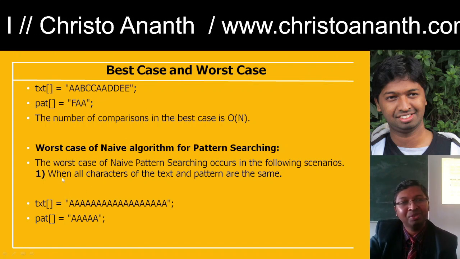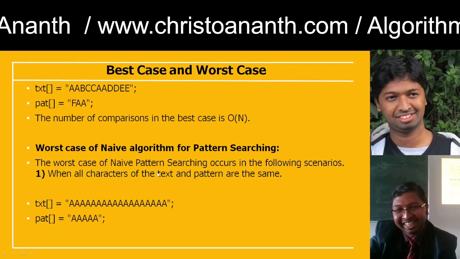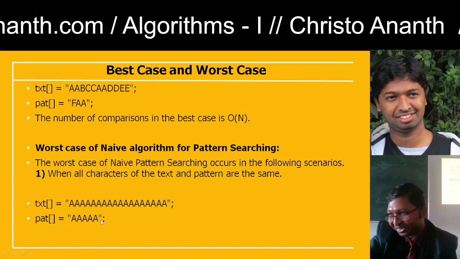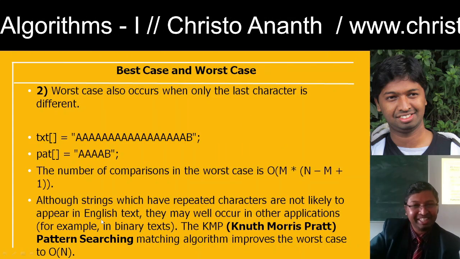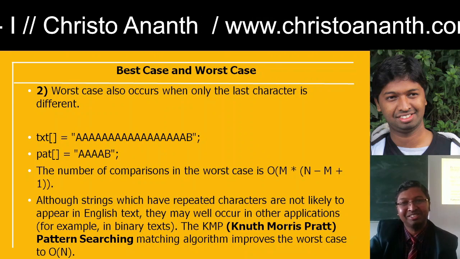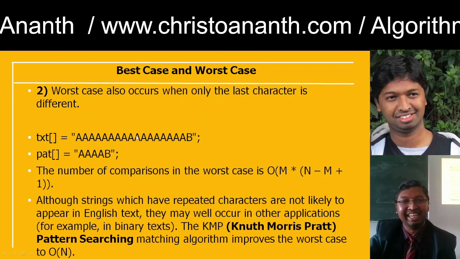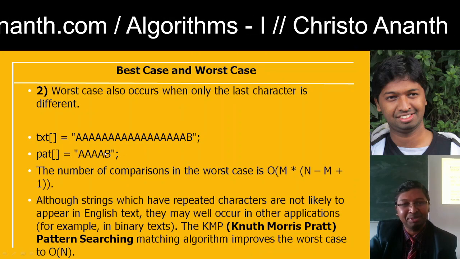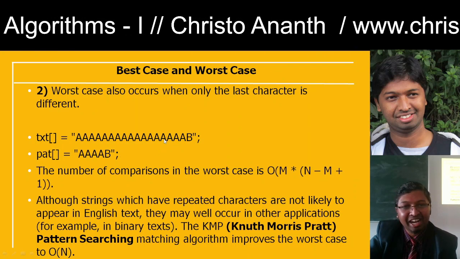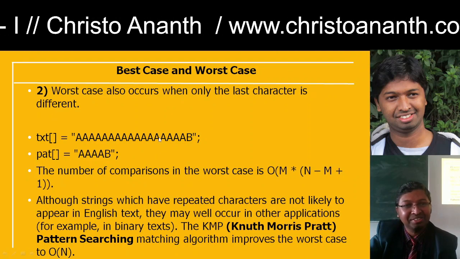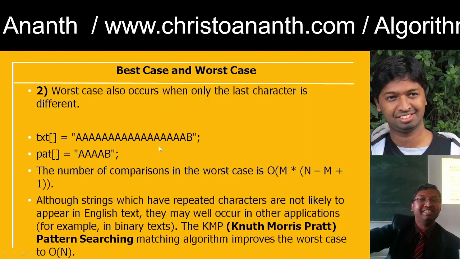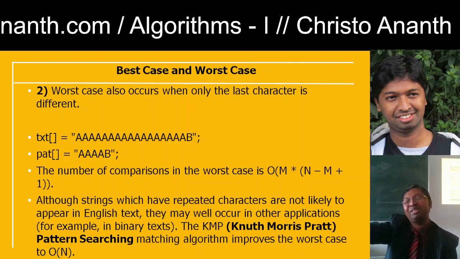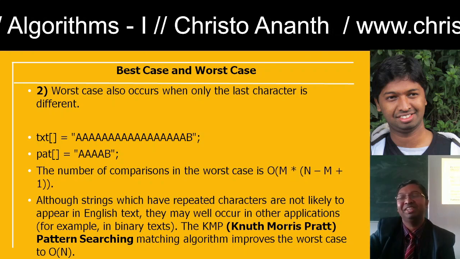And maybe the worst case also, when all the characters of the text and the pattern are the same. So that also happens. The worst case also happens when only the last character is different, for example here if you can see a and then b. So the number of comparisons is order of m multiplied by n minus m plus 1, so it will take an extra step even to identify.